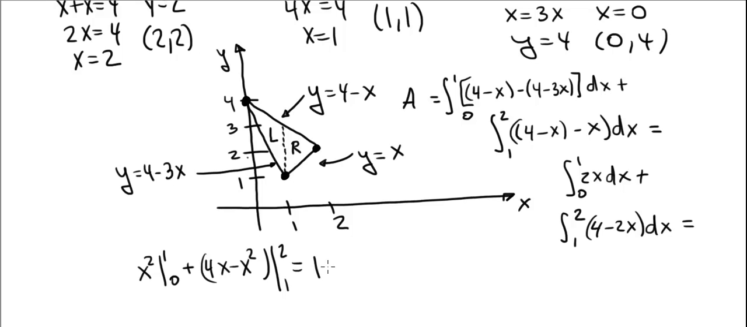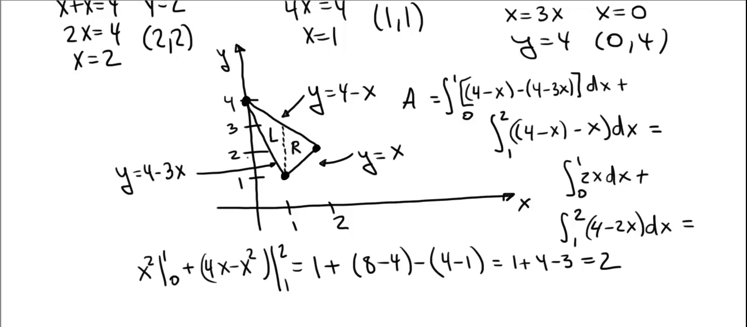And we get 1 plus 8 minus 4 minus 4 minus 1. So this is equal to 1 plus 4 minus 3, which is equal to 2. The area of this region is 2 units squared.